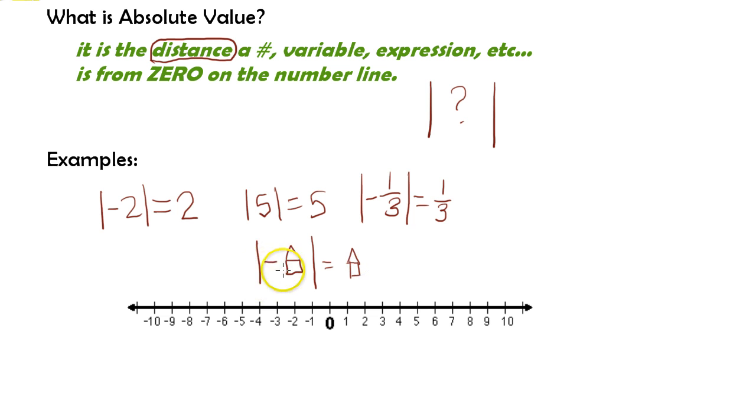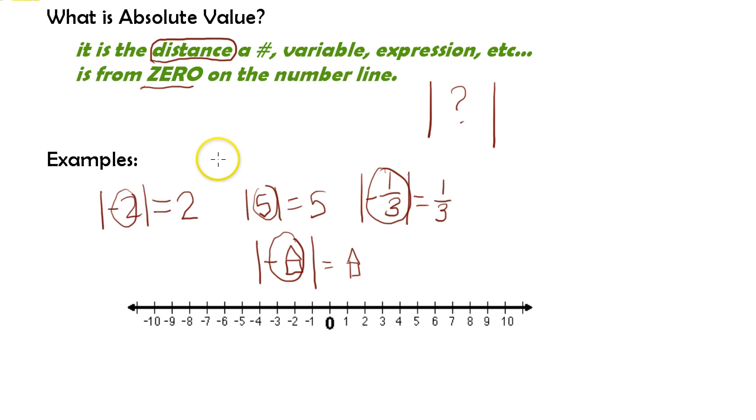So it's asking how far is something from 0 on the number line. That is extremely important to understand. How far is this from 0? You sick of me saying that yet? I'm kind of sick of saying it. But that's what it's saying: how far is it from 0 on the number line?